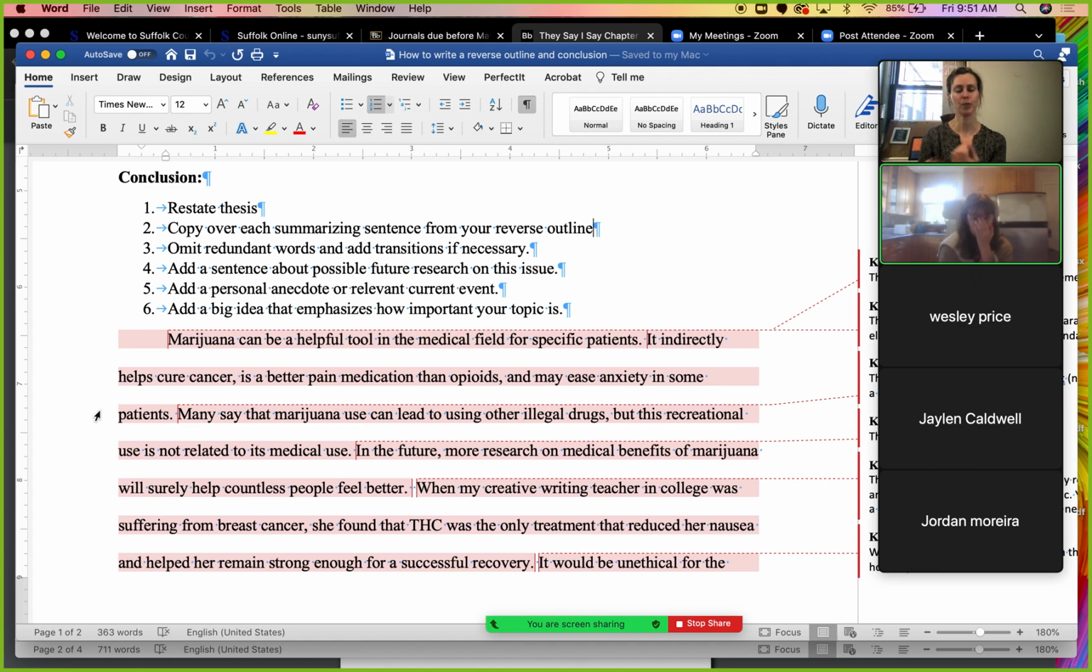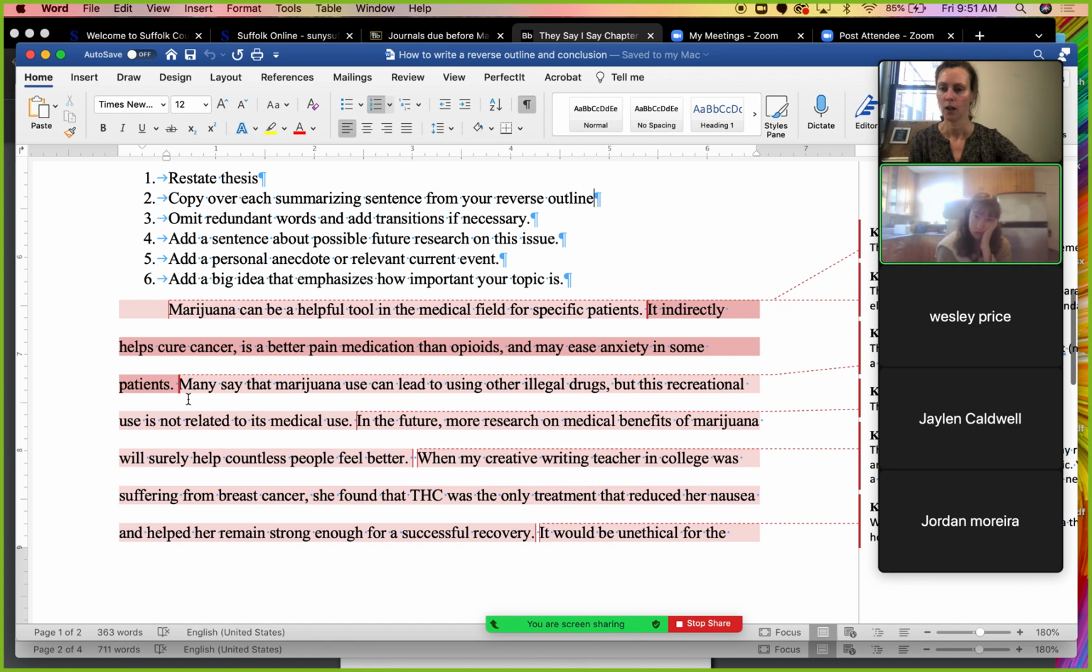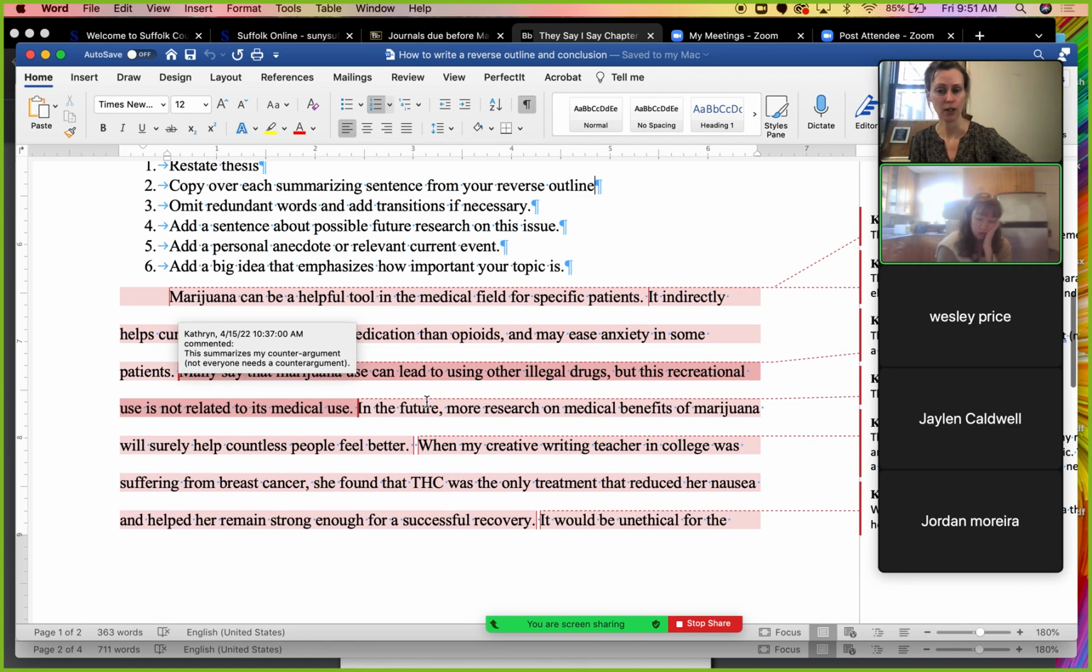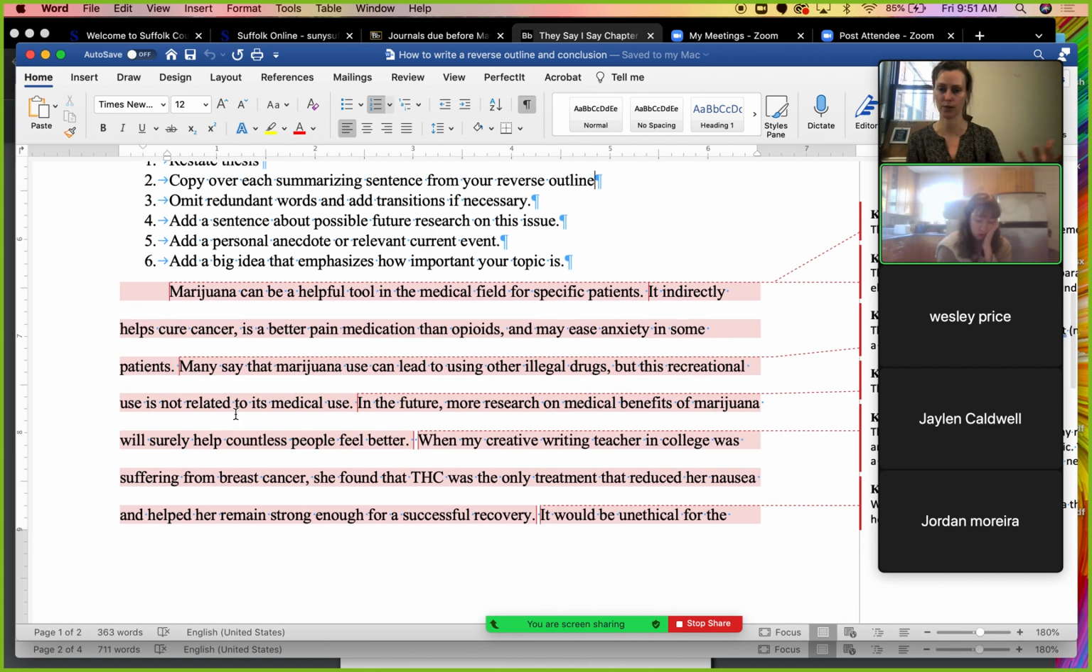Remember last week when we did this, when we put the full statements, it was very choppy and it didn't sound right. So you might have to add some transitional words or phrases. You might have to take out some words. I took out a lot of words and I added commas, and it's much smoother now. Many say that marijuana use can lead to using other illegal drugs, but this recreational use is not related to its medical use. That's my counter argument.